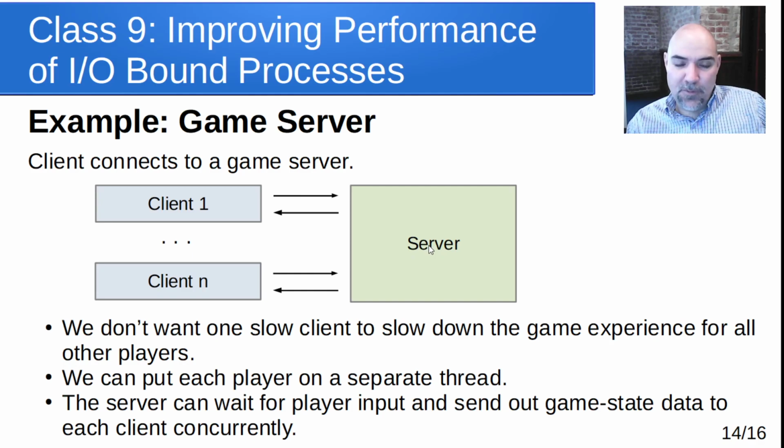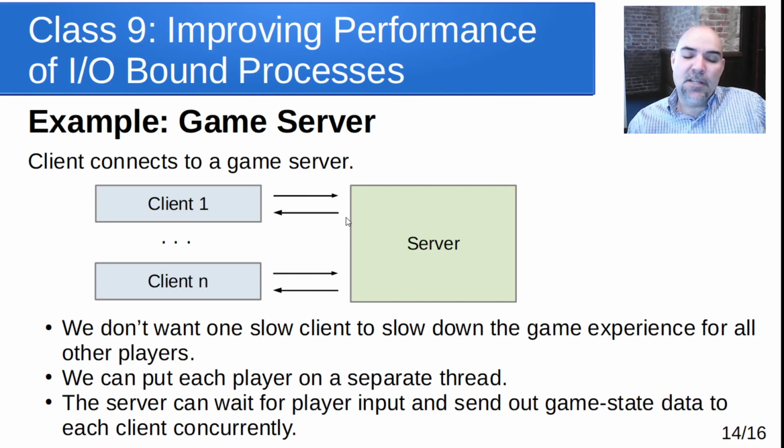So for example, it wouldn't make sense for the server to say, stop and wait for client 1 to give me their input. Okay, I got their input. Send them the game state. Now stop and wait for client 2 to give me their input. Okay, I got their input. Now send them the game state.